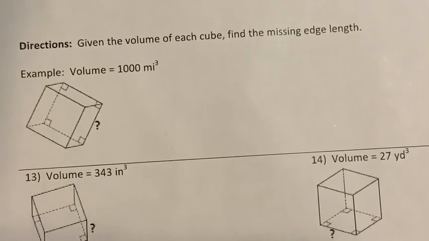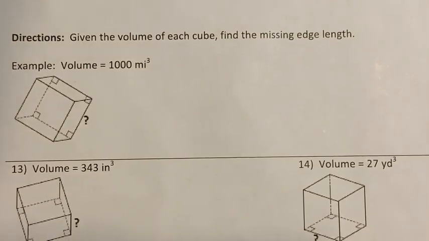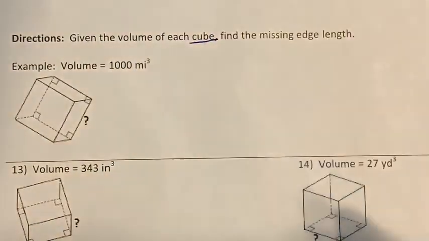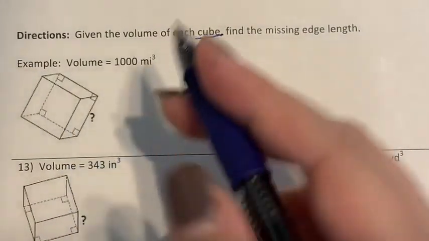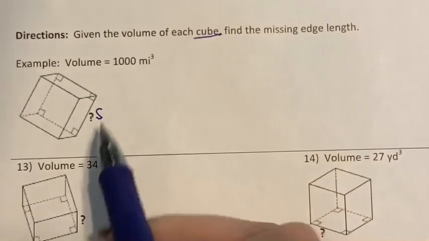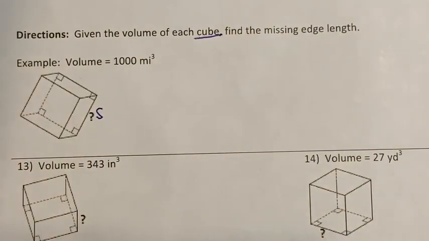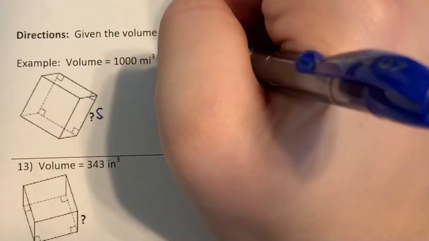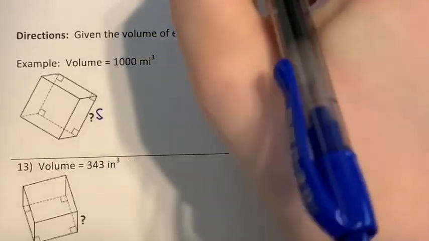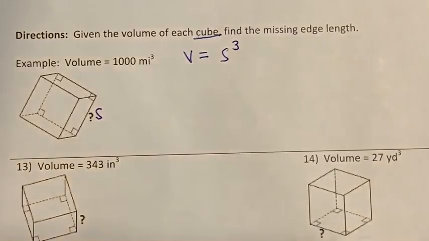Very last example. We have another cube, but now we are given the volume. So again, we're using the formula for a cube. We look at our figure. We don't have much to identify. I'm going to say that my question mark is the side length that I'm trying to find. And I need to write my formula for volume of a cube. We learned that volume of a cube is the side cubed.